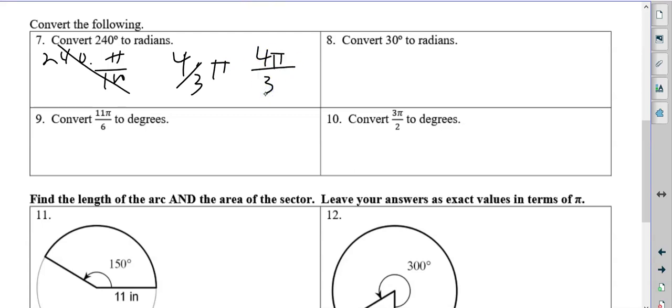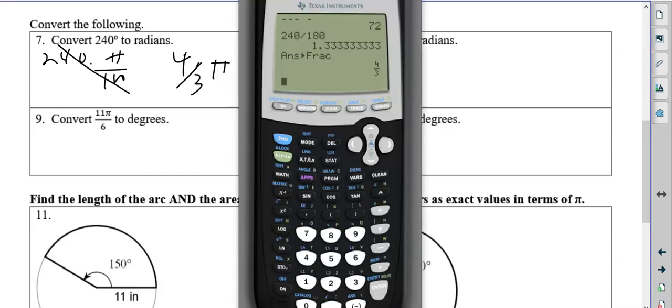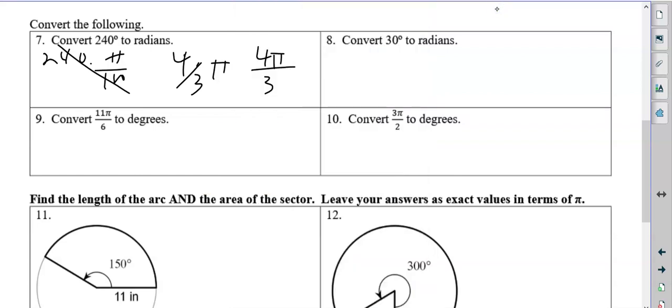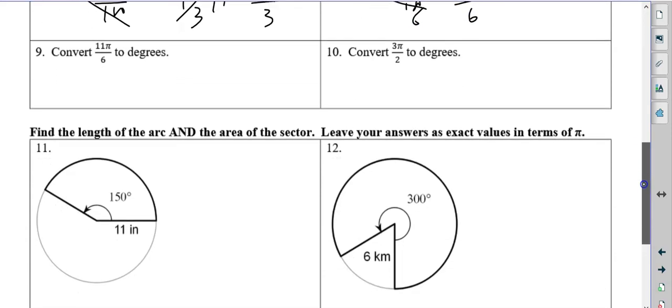Same thing. Okay? Now another way to do that is you can also do alpha y equals and pick the first one and put 240 up here. Arrow down, 180 there. And hit enter. And it will also do it for you. Either way. Convert to radians. Again, we do 30 times pi over 180. Okay? Hopefully you can see that 30 goes into 180 6 times. So that just ends up being pi over 6. Or you can put it in the calculator and let it do it for you.